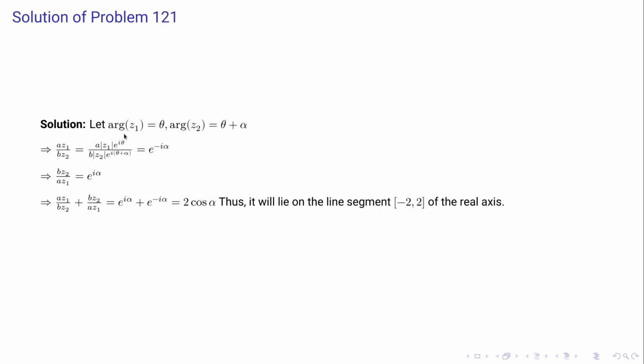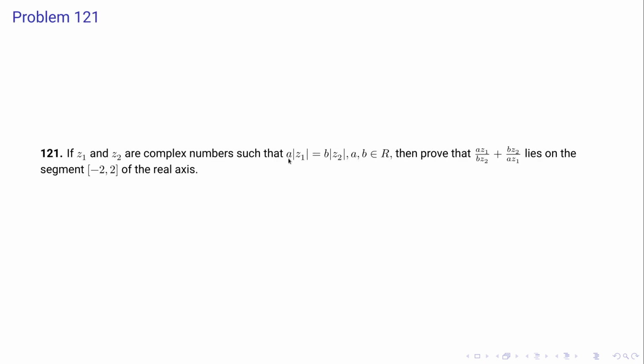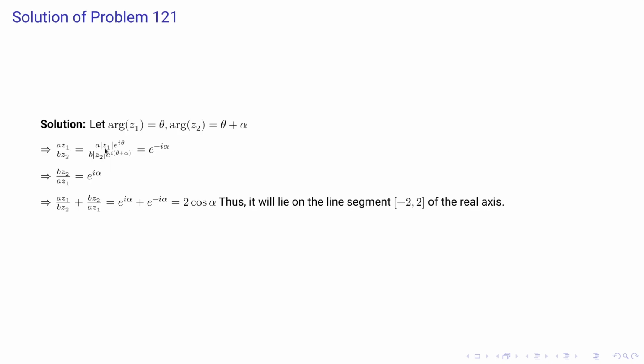So we let that the argument of Z1 is theta and argument of Z2 is theta plus alpha. So we can write A Z1 as A mod of Z1 into e to the power I theta. And similarly, denominator can be written as B mod of Z2 into e to the power I theta plus alpha. So you see that A into mod Z1 is equal to B into mod Z2. So we can cancel A into mod Z1 and B into mod Z2. So e to the power I theta by e to the power I theta plus alpha will be e to the power minus I alpha.